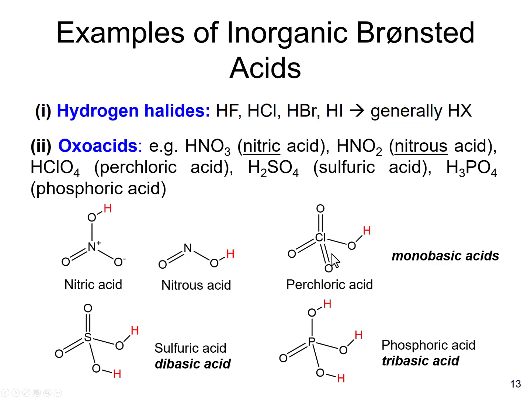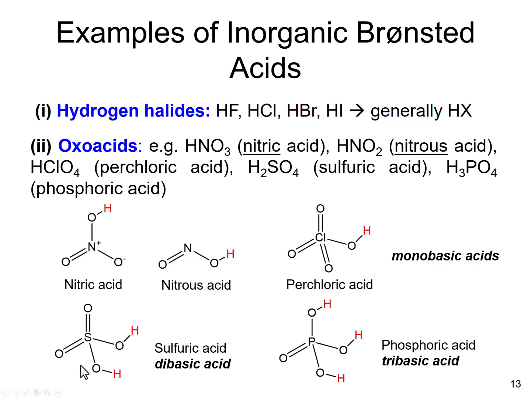Here are the Lewis structures of the respective acids: nitric acid, nitrous acid, perchloric acid, and here you can see the acidic proton depicted in red. And so these 3 acids can donate 1 proton each, right? And so they are called monobasic acids.